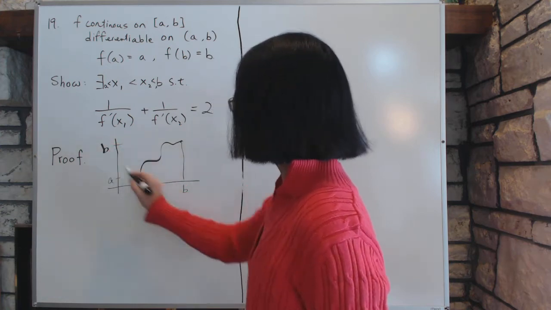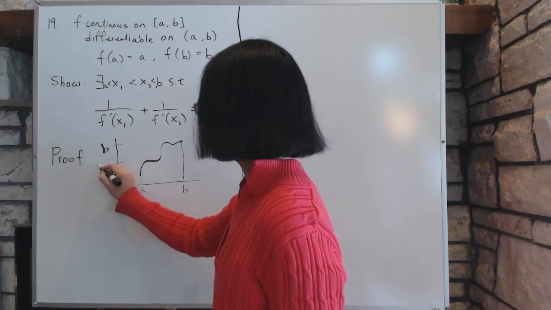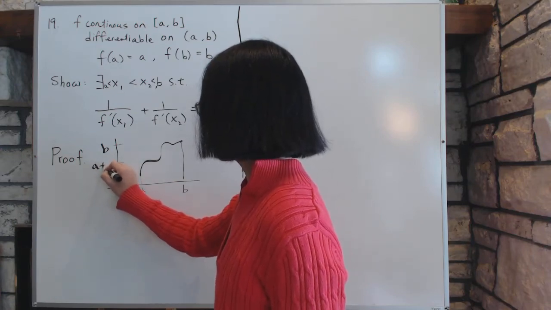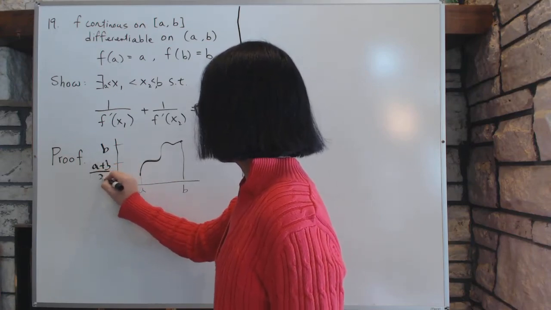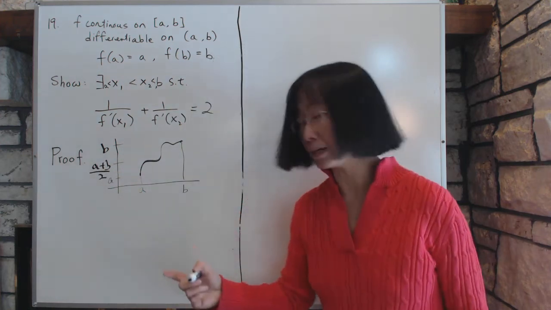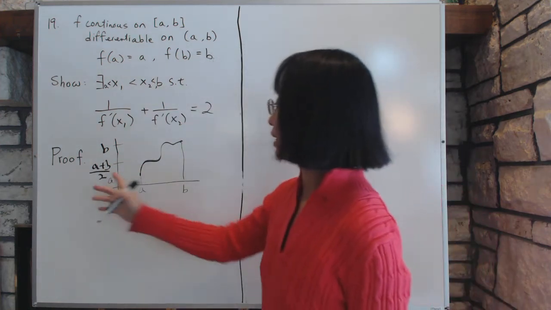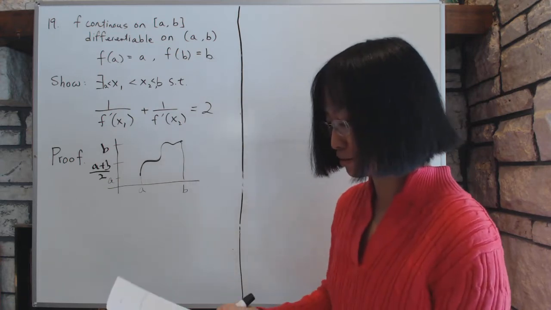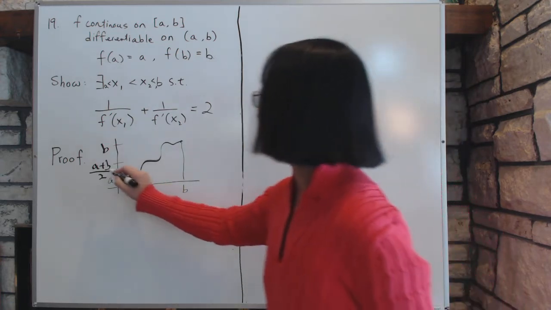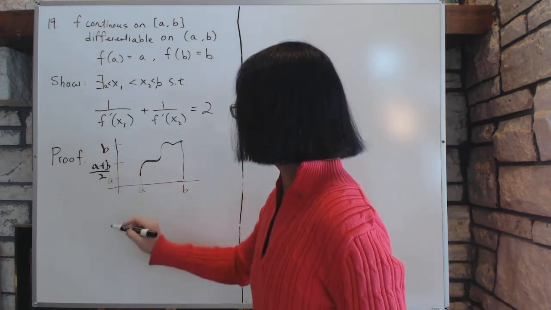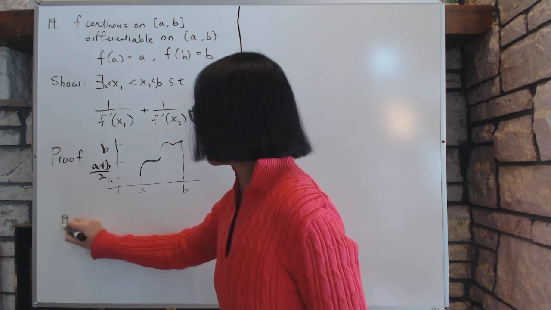What we're going to do is find the midpoint of this interval, which is (a plus b) over 2. And we're going to do algebra on it. This is the hint that you pretty much have to use in order to get this to come out. So we will use the intermediate value theorem.